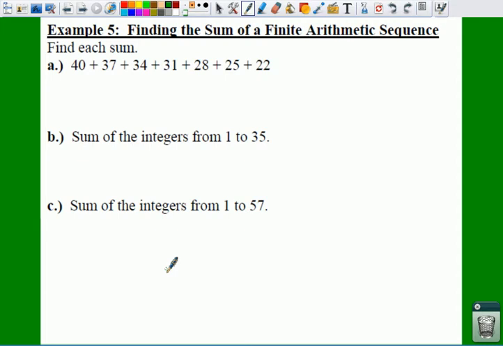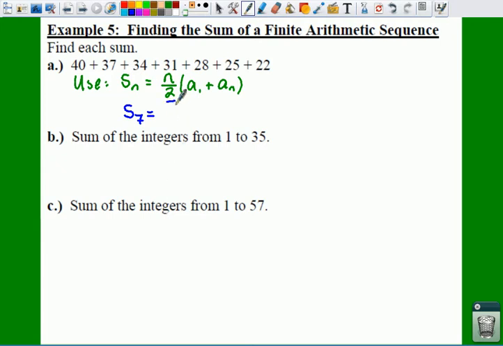Example 5, we have to find each sum. So we're going to have to use the formula. We're going to use S sub n is equal to n over 2 times a sub 1 plus a sub n. So how many total terms do we have here? 7. You're trying to find the sum of 7 terms. S sub 7. So everywhere we have an n, we plug in a 7.